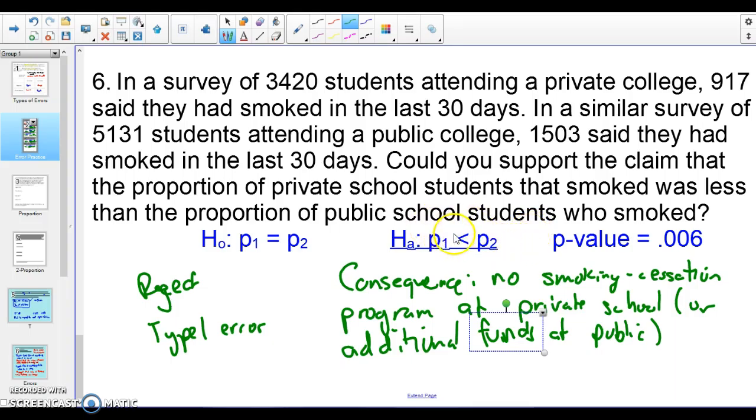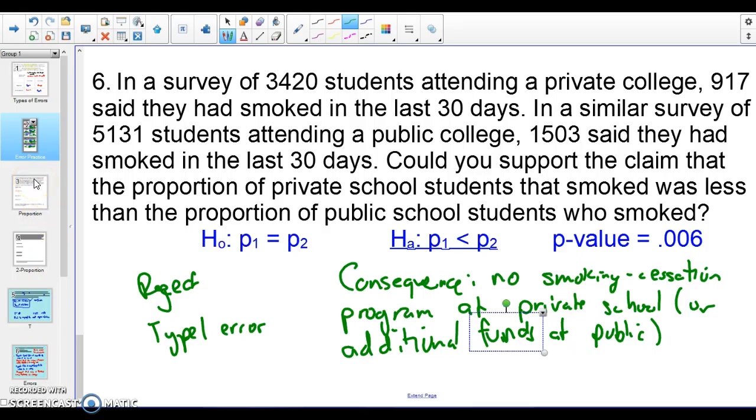If I think that there's a lower proportion at the private school, I might either not put in some smoking cessation programs at the private school, or might use additional funds at the public school to try and reduce the proportion of smokers there, when really the proportion is the same as at the private schools.